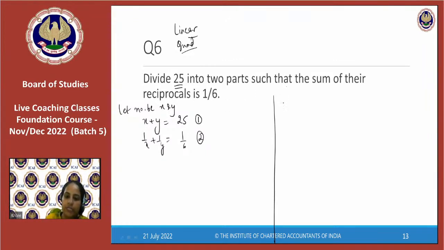The other way of doing this is to let one of the numbers be x. Then the other would be the remaining part of 25, that is 25 minus x. If you have not understood, try to understand.